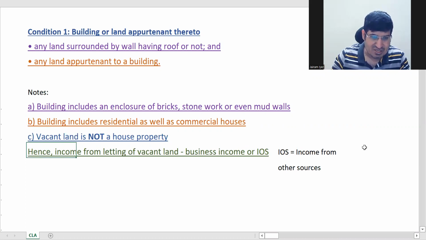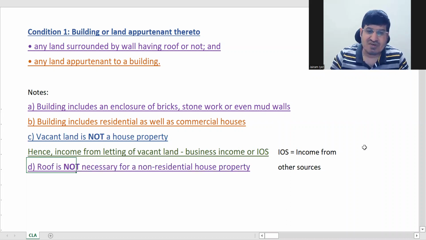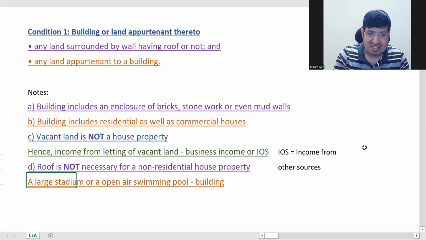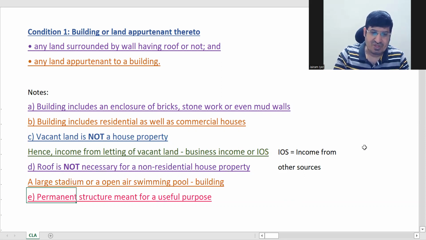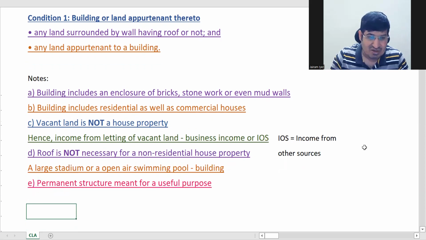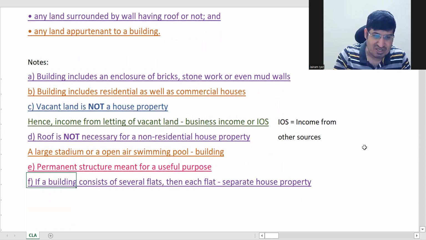And then roof is not necessary for a non-residential house property. For residential, roof is necessary. But for non-residential property, roof is not necessary. Examples are a stadium or open air swimming pool. They have been held to be buildings in various court cases. Then it must be a permanent structure meant for a useful purpose, basically not a temporary one. This is one observation which was received.